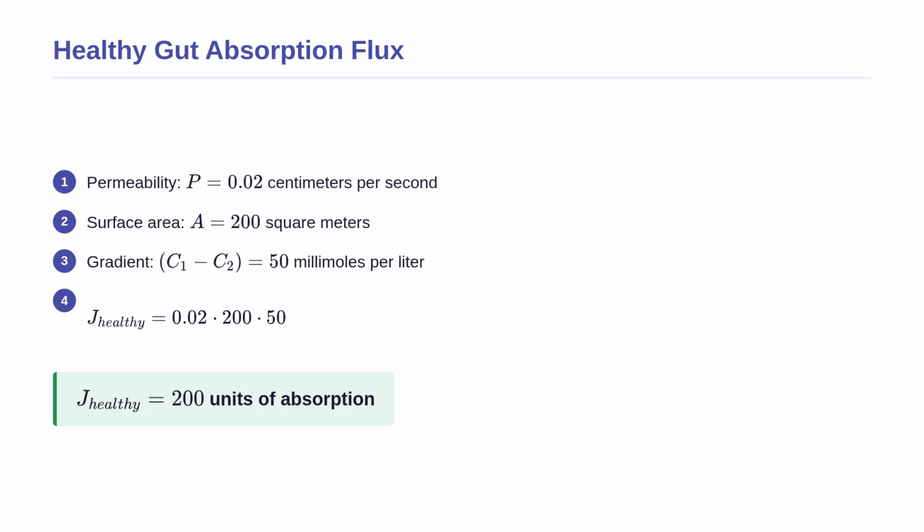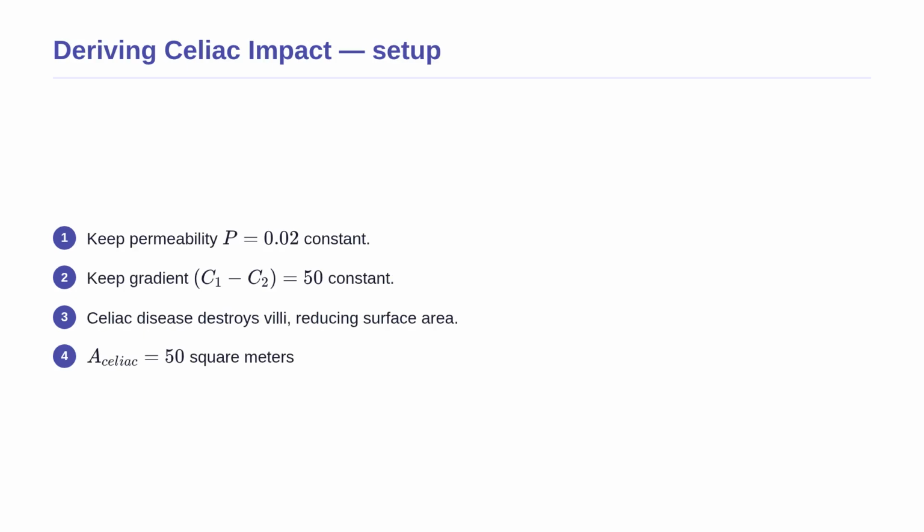0.02 times 200 times 50 gives us a final flux of 200 units. This high number physically represents a robust digestive system, easily meeting the body's demand for amino acids. Now that we have calculated the healthy baseline, we will mathematically prove why intestinal damage leads to severe malnutrition.